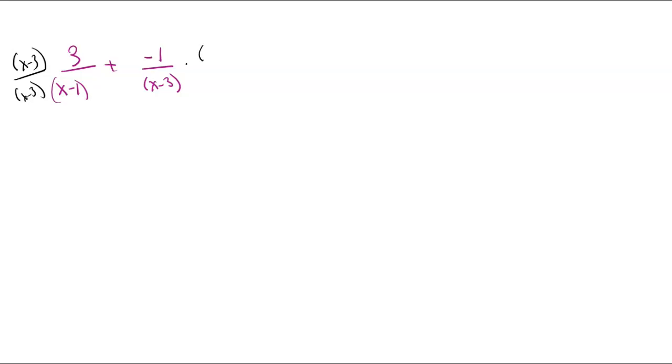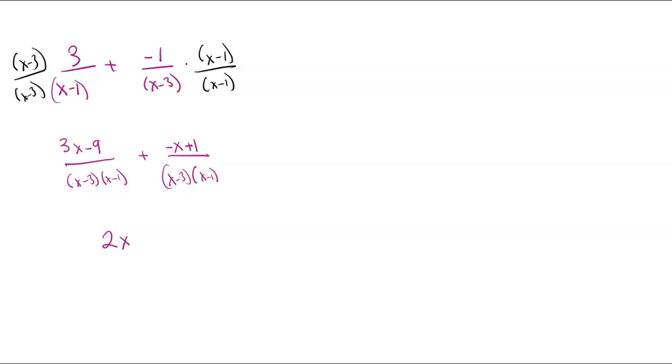I can do the same thing on the second fraction, but with the opposite binomial, so x minus 1 over x minus 1. My numerator in the first fraction becomes 3x minus 9. Over here, I have a negative x and then a plus 1, because -1 times x gives me negative x, and -1 times -1 gives me a positive 1. Again, same denominator. Once they are exactly the same, we can add them together. So 3x and negative x gives me a lovely 2x, and -9 plus 1 gives me -8.